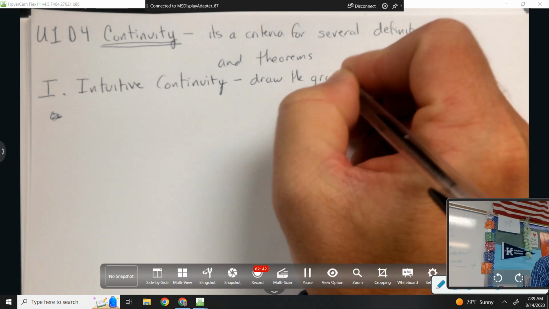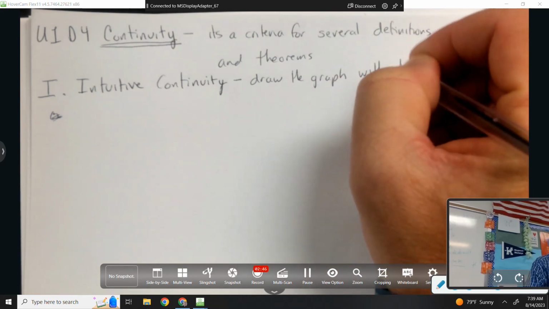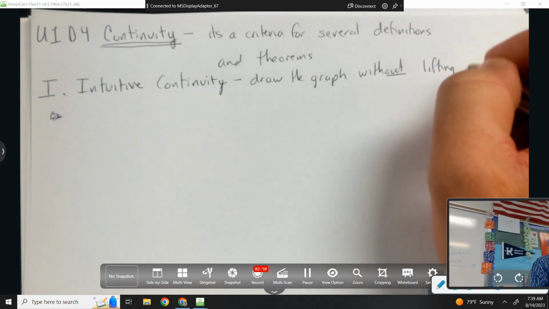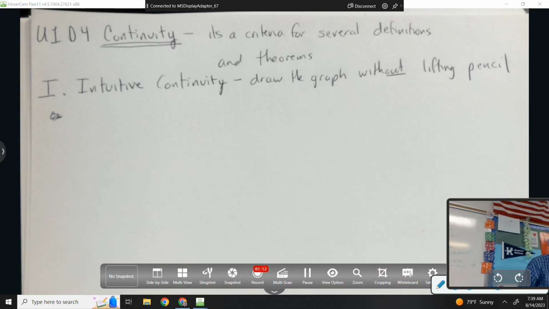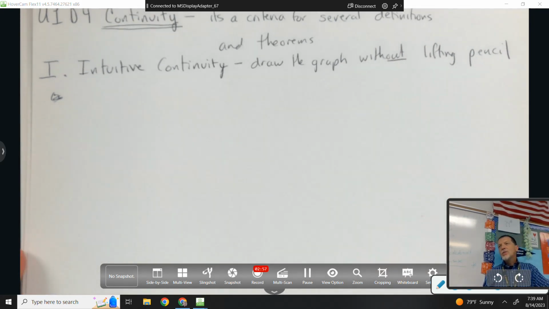I don't even know that you need a definition, but can you draw the graph without lifting your pencil? So no jumps, no holes, no asymptotes, nothing crazy. Well, I say no asymptotes. You could have an asymptote at the end.